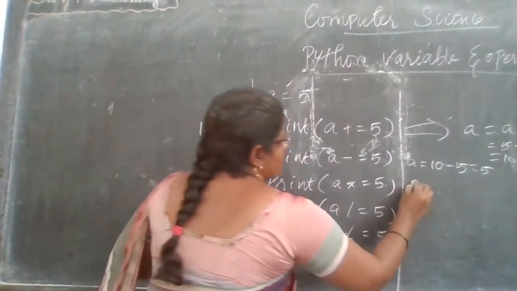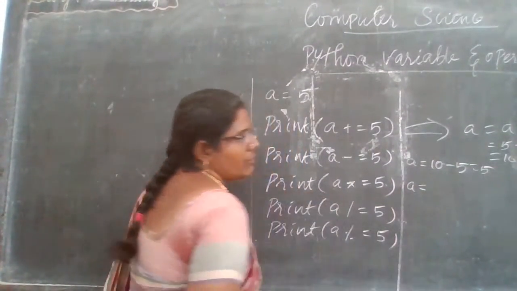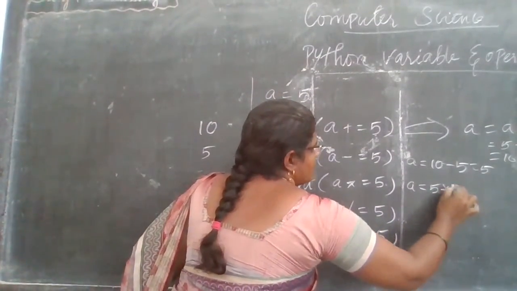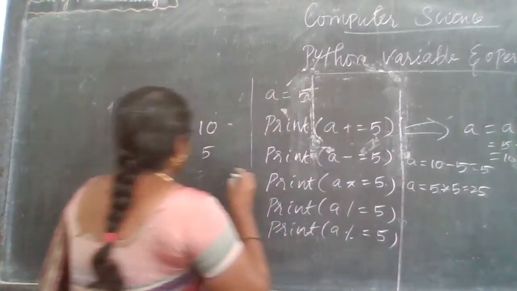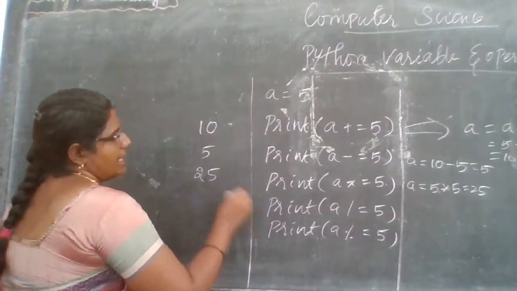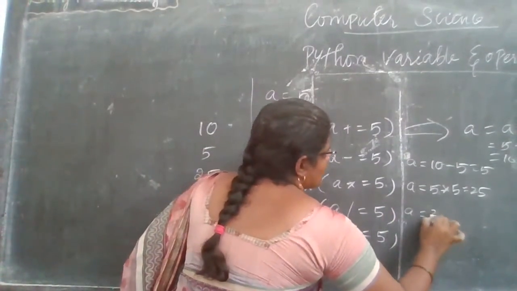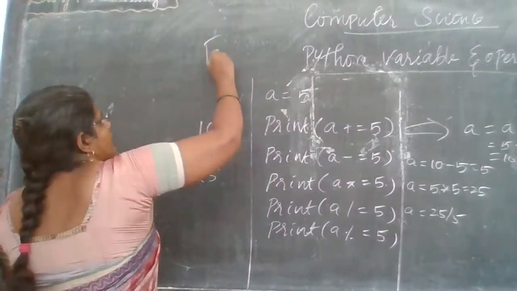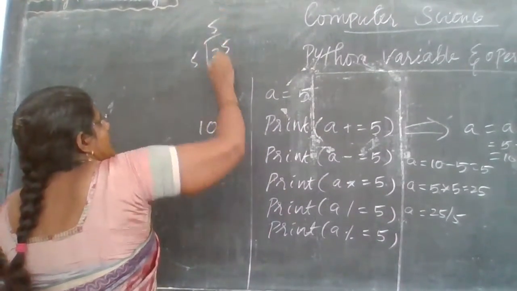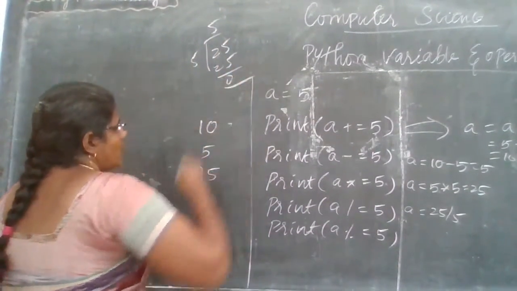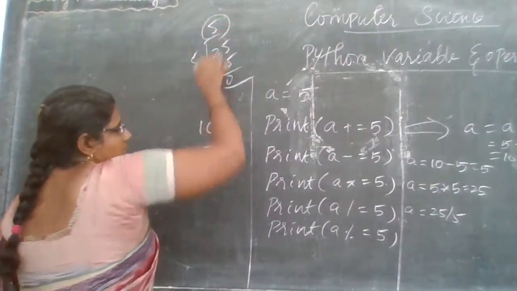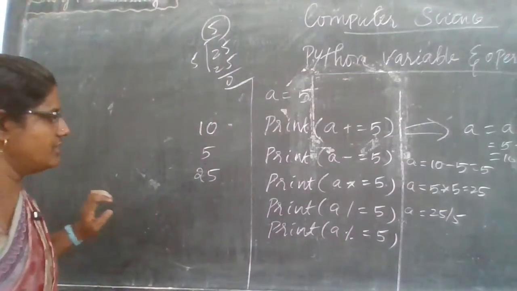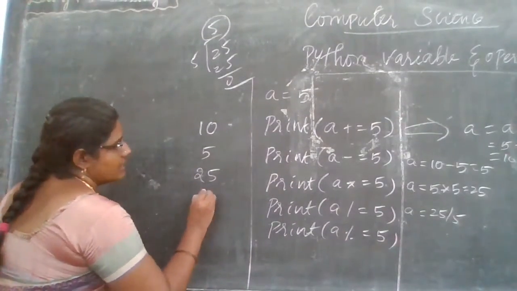Next, a equal to a into 5. What is the value of a? 5. The last value is 5, no? So 5 into 5, 25. So 25 will be displayed here. Next one, a equal to 25 divided by 5. We are dividing 25 by 5, 5 5s are 25, remainder 0. So it returns the quotient because here we are using the division operator. So it returns the quotient of the division. So we get the result 5.